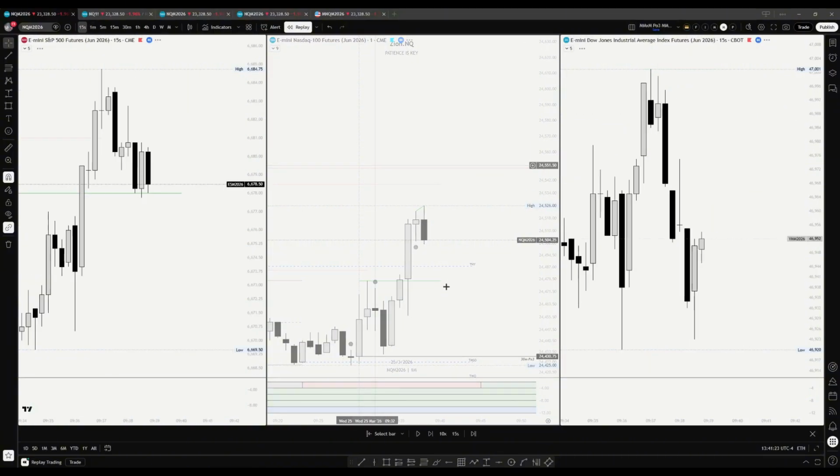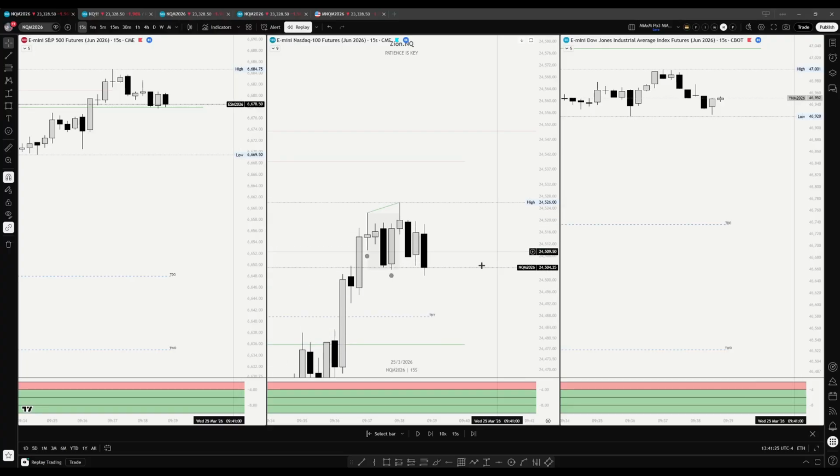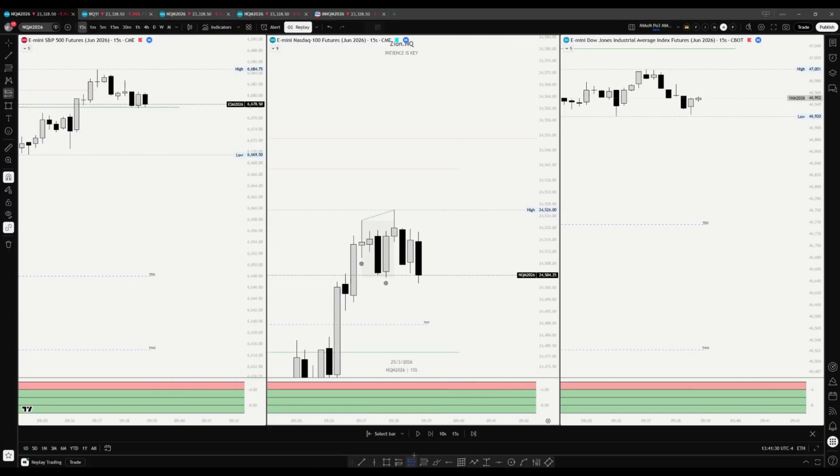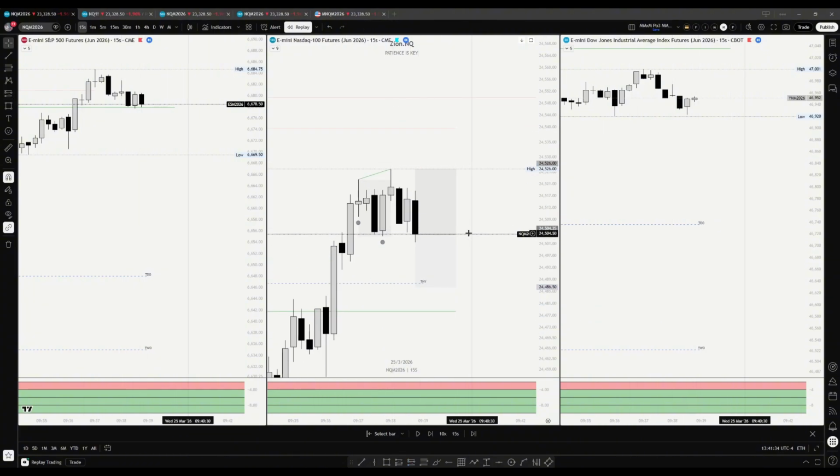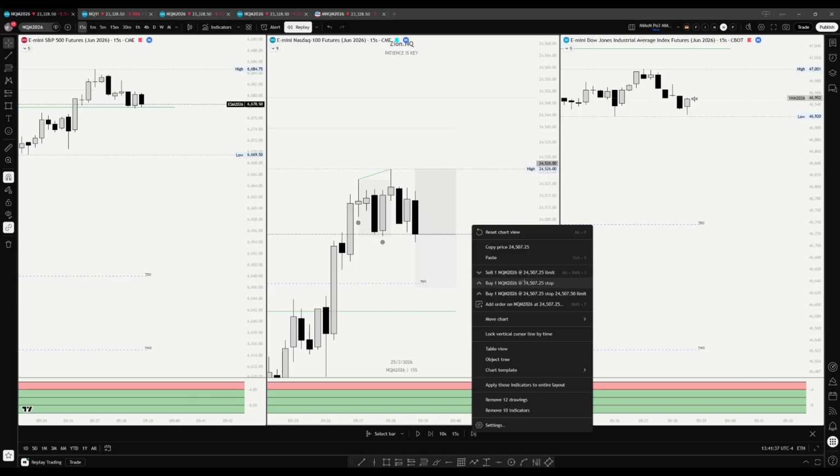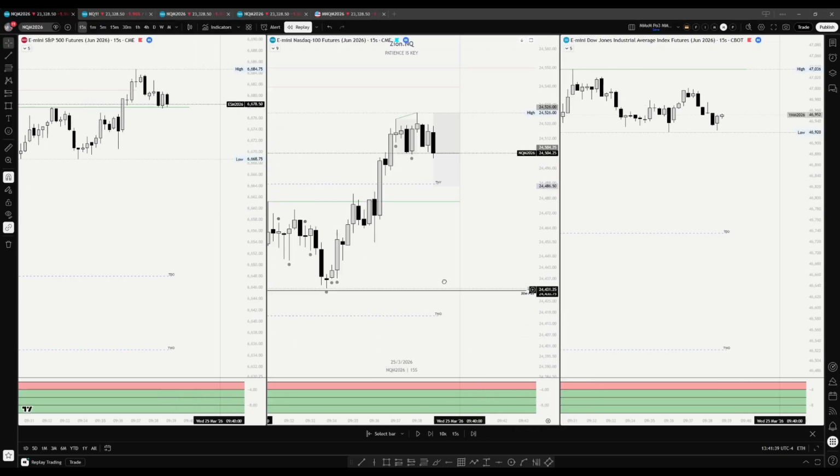That was my validation to drop down to the 15 seconds, as you can see right here. Yeah, and I think that was pretty much my exact entry right at this candle. So, yeah, I will just leave it like that.